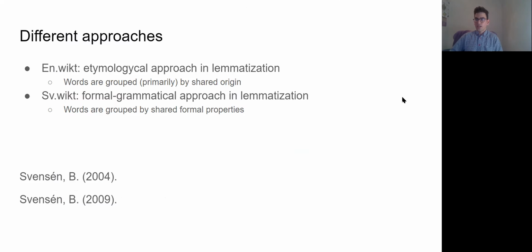To summarize, in the ways in which both editions do lemmatization, the English Wiktionary groups senses based primarily on shared etymology, whereas the Swedish Wiktionary groups them exclusively based on formal properties. This follows a tradition within Swedish lexicography, which is adopted, for instance, in the Swedish academic word list, and often referred to in Sweden as the lemmalexi model.